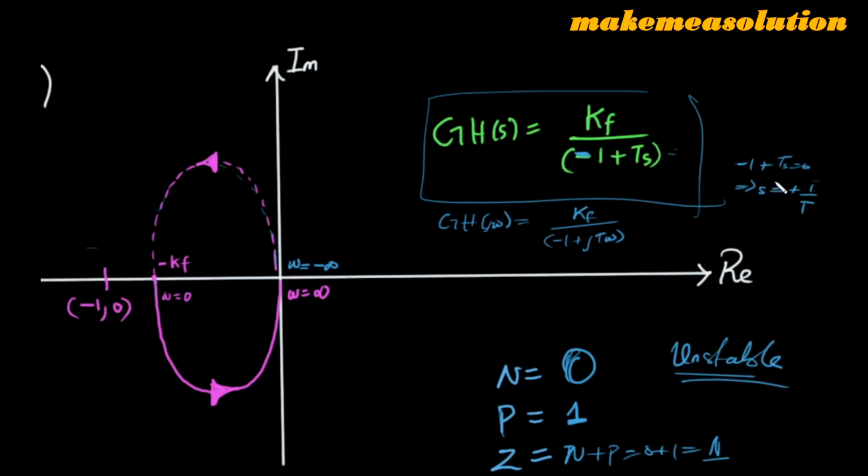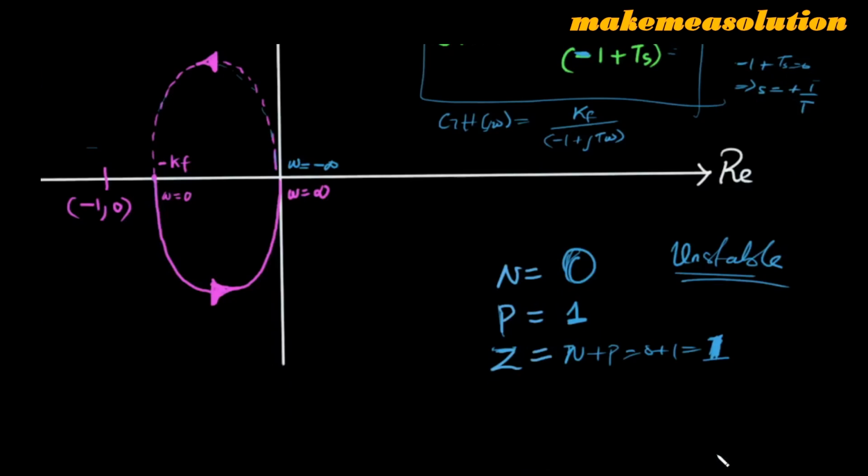One open loop pole that influences our final decision. So making the total number of closed loop poles 1. Okay, so the total number of closed loop poles is 1. So the system is unstable.